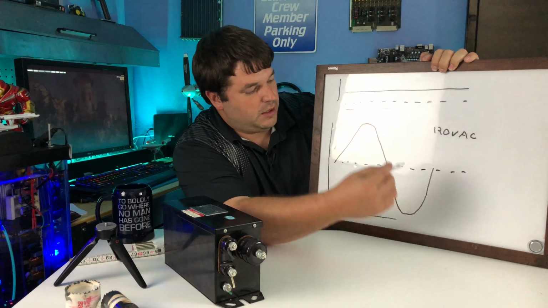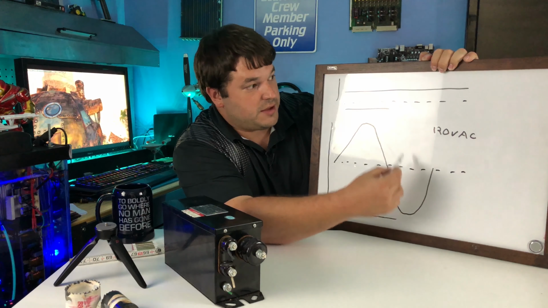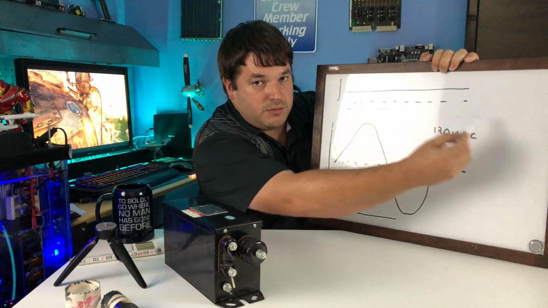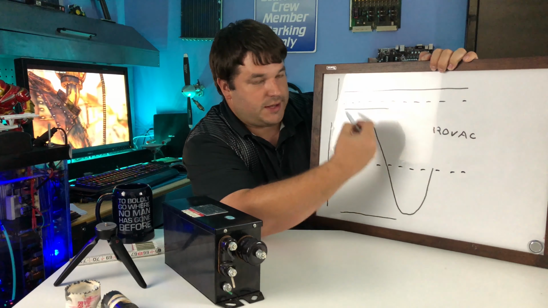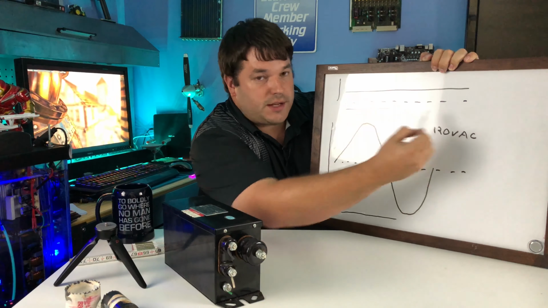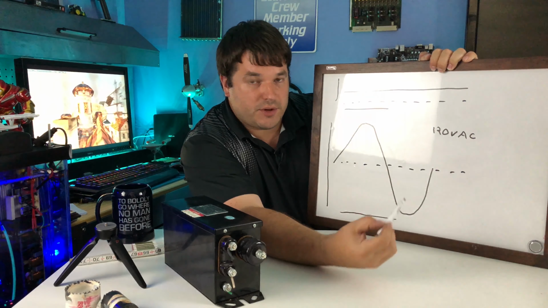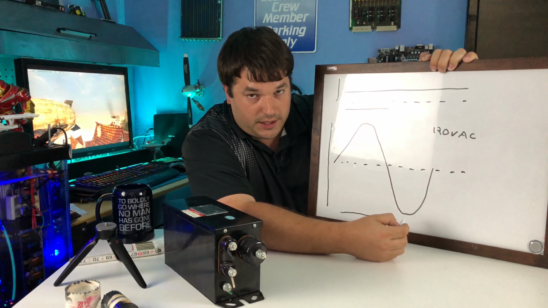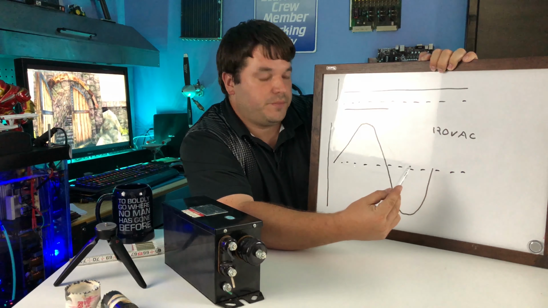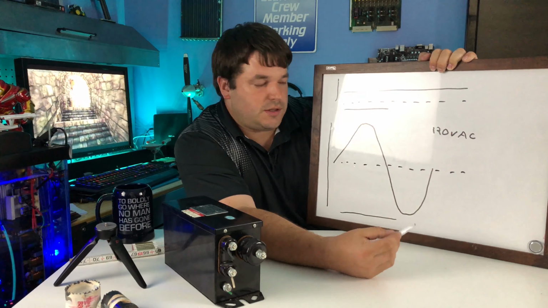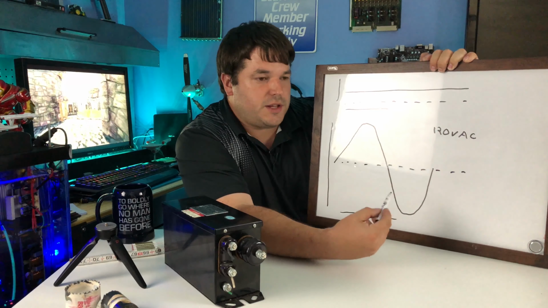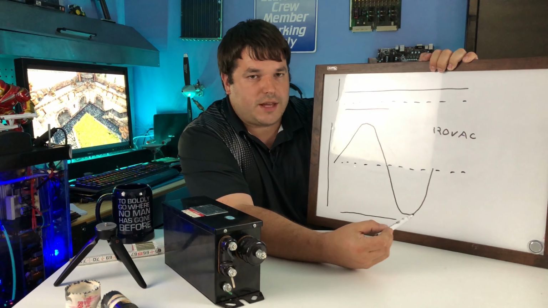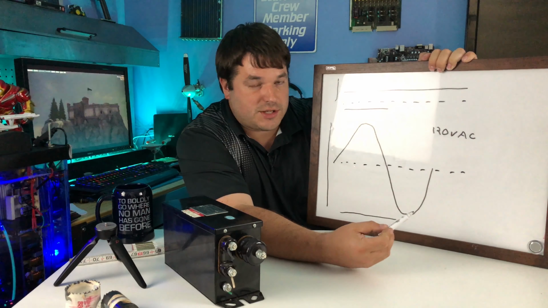Understand this is the same scale for DC and AC: same zero-point reference, same amplitude and time scale. The only difference is AC goes positive and then negative and then back again. The reason this happens is mostly a mechanical answer. It's how they generate the electricity at your plant.